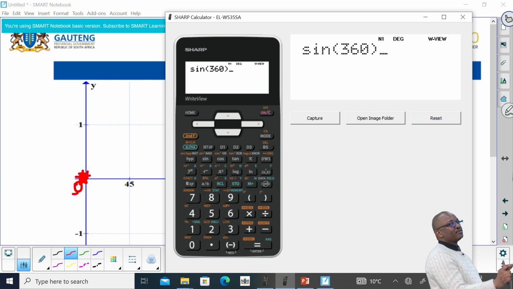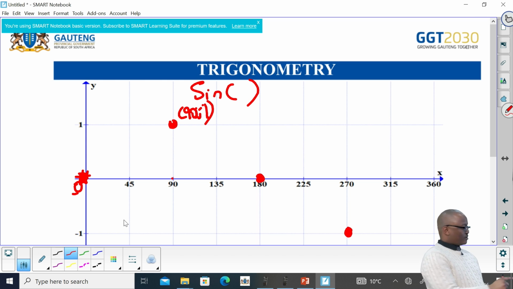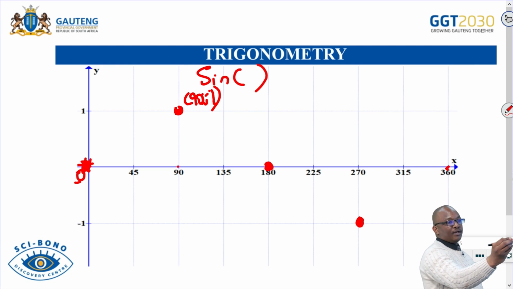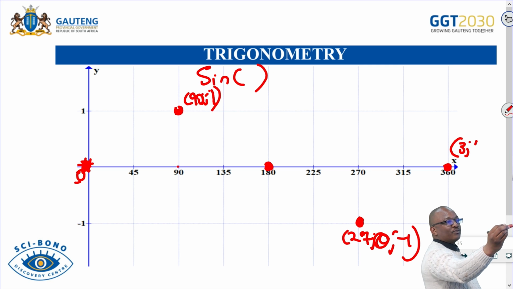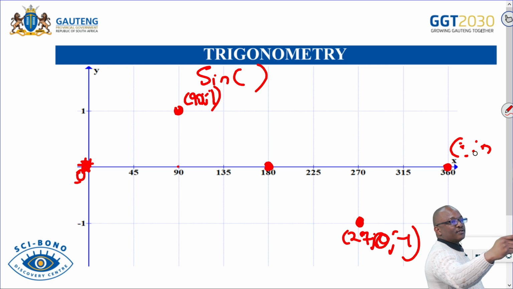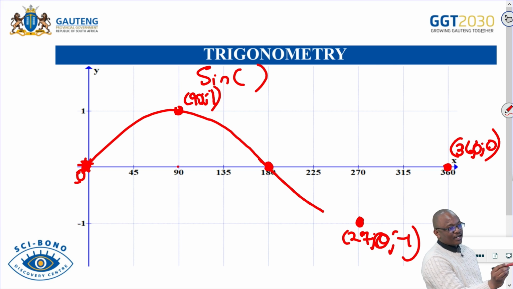Sine 360. So if you say sine 360, then you get your 0. So now you will have 0 there. Then all those points there: this one is 270 and negative 1, and that one will be 360 and 0. Correct. So now you will just join your graphs using curves.